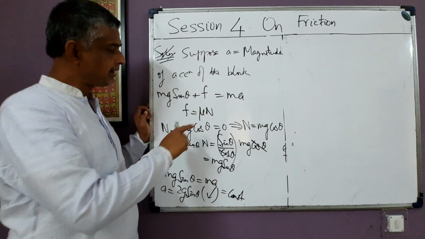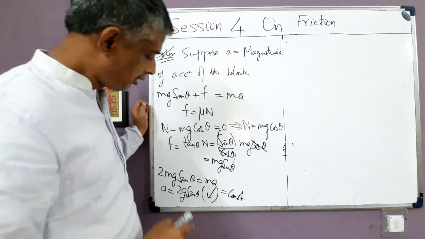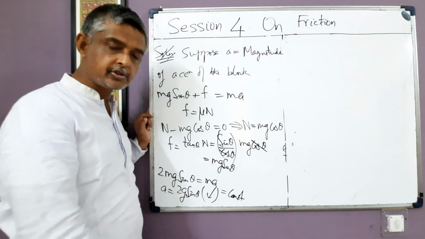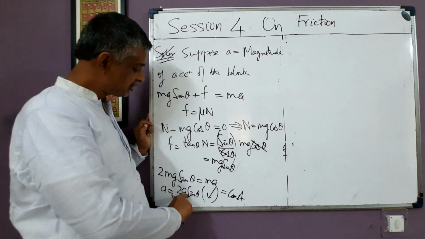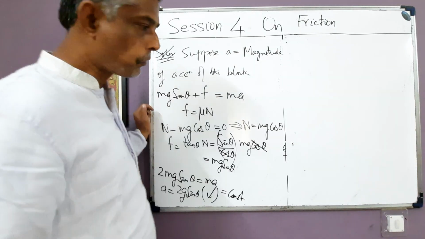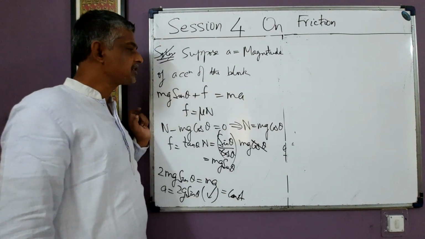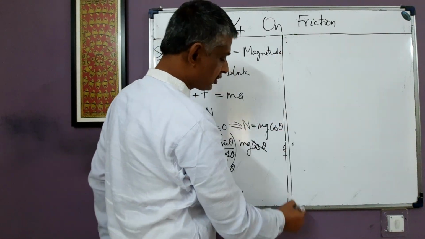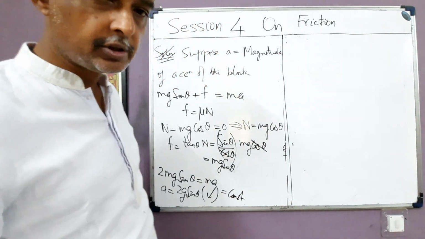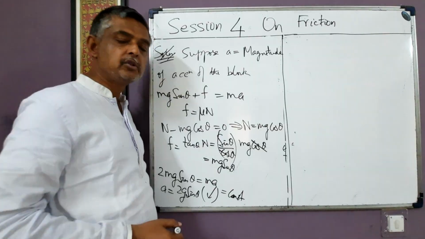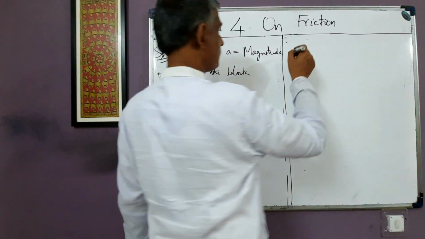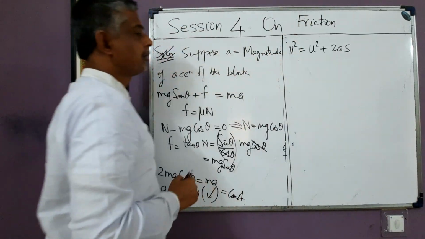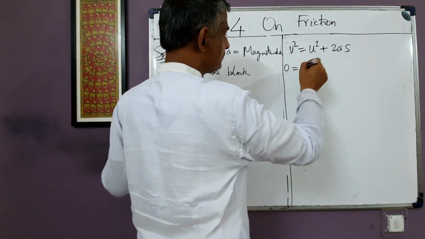Now, while the block is moving up the incline, the acceleration of the block is constant, equal to 2g sin theta down the incline. The magnitude of acceleration is constant, equal to 2g sin theta, and is directed down the incline. Now we have been asked to find out what distance it moves on the inclined plane before coming to rest. In the upward journey, the block is moving up in a straight line with a constant acceleration. So I apply the third equation of motion, v square equal to u square plus 2as. Now when the block comes to rest, v becomes 0.